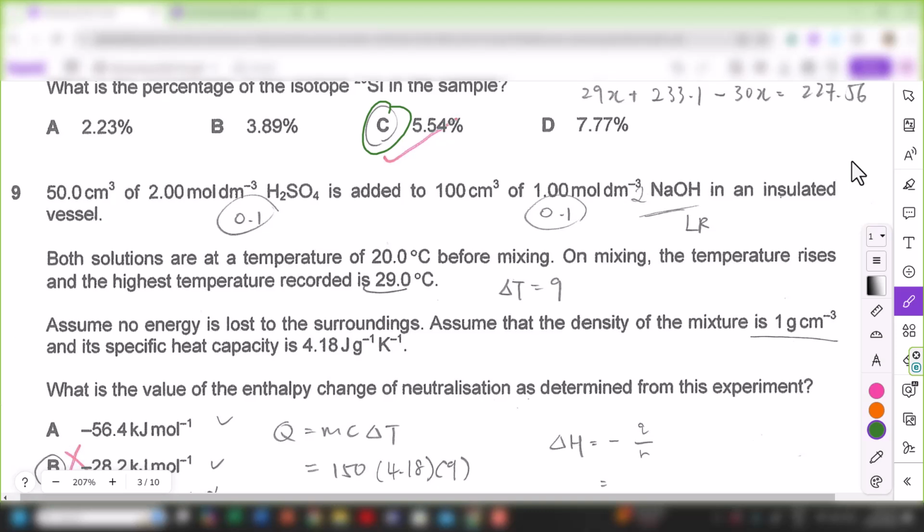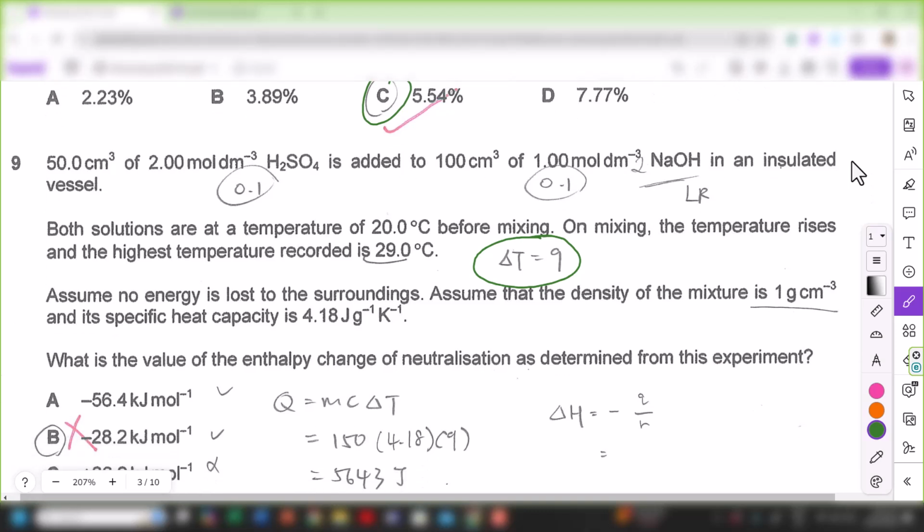Okay, students already wrote a delta T to be 9 degrees Celsius. Assume no energy loss to the surrounding. Assume the density to be 1 gram per cubic centimeter. Specific heat 4.18 joules per gram per Kelvin. What is the value of the enthalpy change of neutralization as determined by this particular experiment?